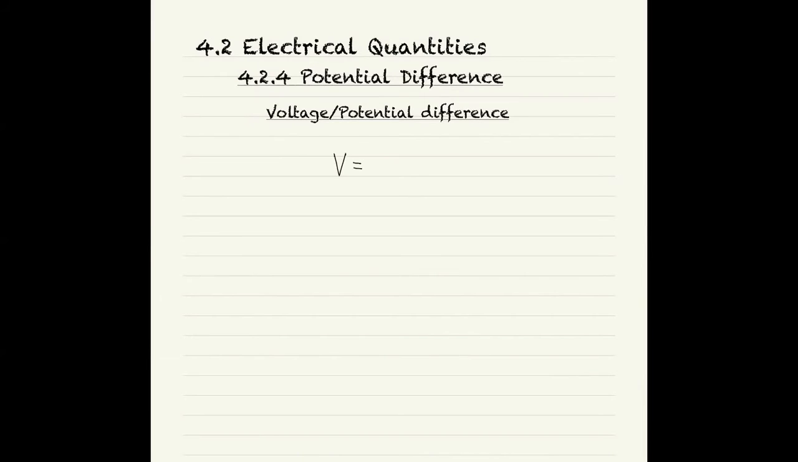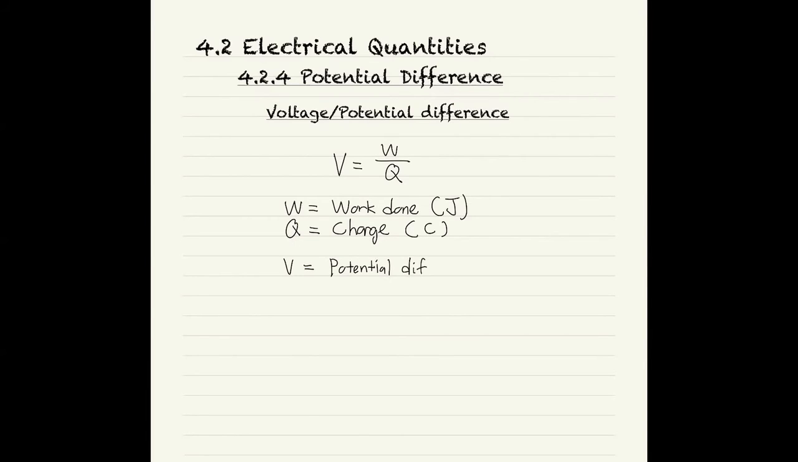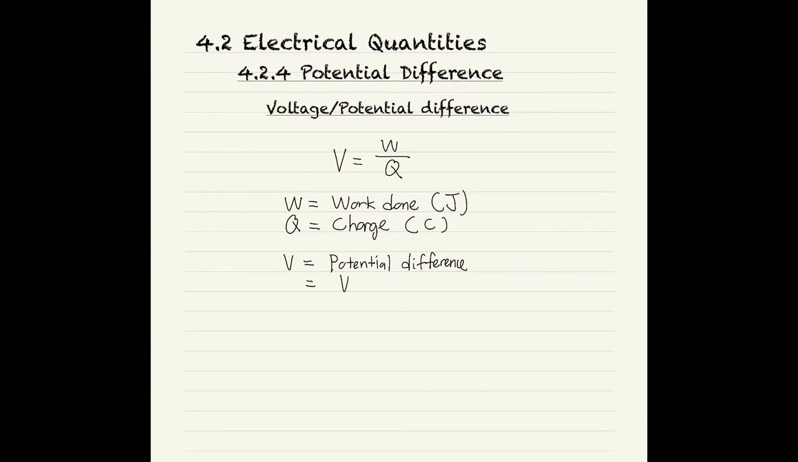V equal to W over Q. W is work done. Unit is joule. Q is charge. Unit is coulomb. V is potential difference, and can also be called voltage. Unit is V, volt.